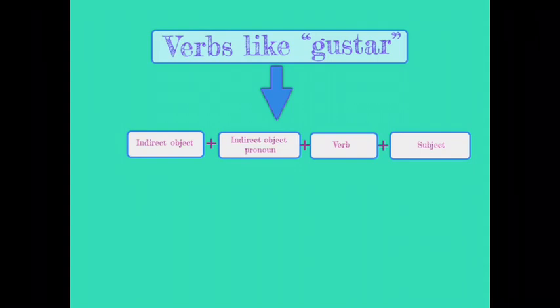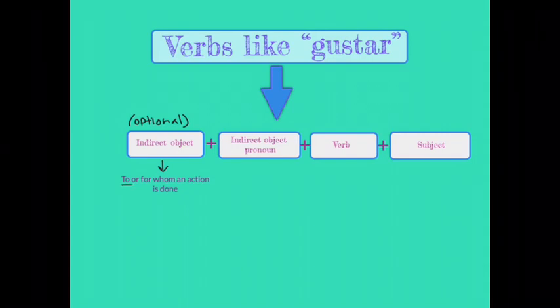So the formula has 4 parts. We'll start with indirect objects. That's first. Those are to or for whom an action is done. So if we use GUSTAR, which means to please, it would be like to or for whom something is pleasing. Now these are optional because they're repeating information that we get in another section of the formula. We'll go over that a little bit more later.